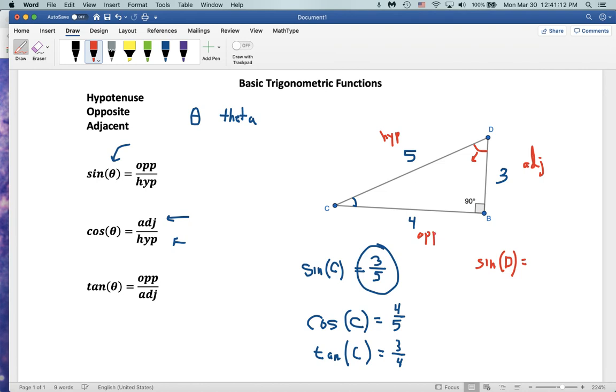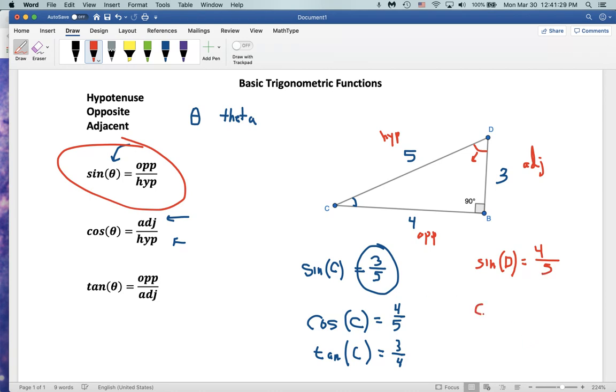So now when I find the sine of D, I'm going to take the opposite and divide by the hypotenuse. Right here, sine of D is opposite divided by the hypotenuse. It's going to be 4 over 5. So it's a different ratio than the sine of C.